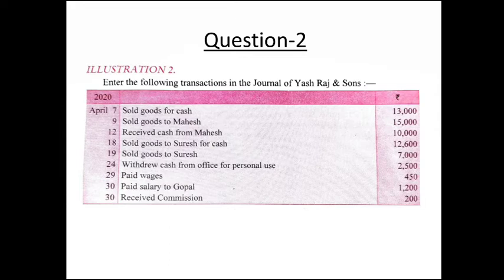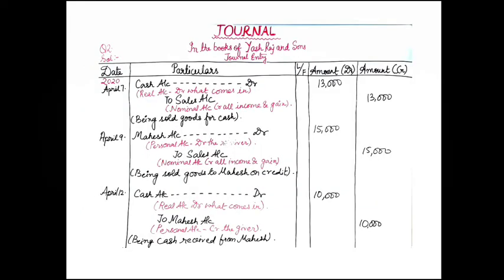Sold goods to Suresh for cash 12,600. Sold goods to Suresh 7,000. Withdrew cash from office for personal use 2,500. Paid wages 450. Paid salary to Gopal 1,200. Commission received 200.